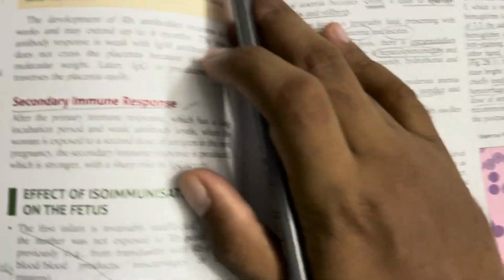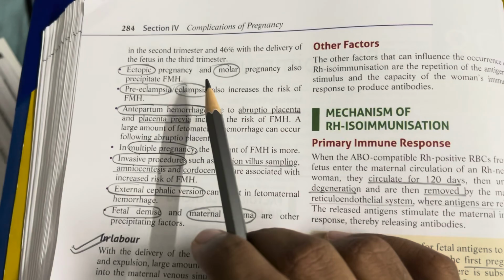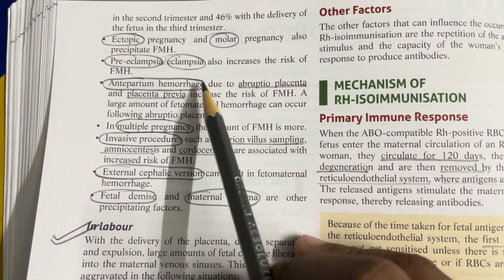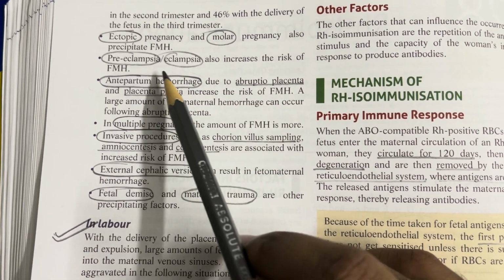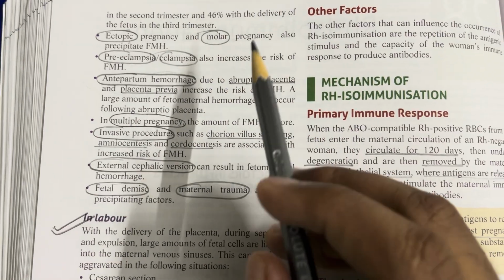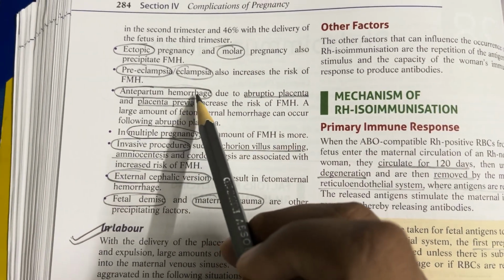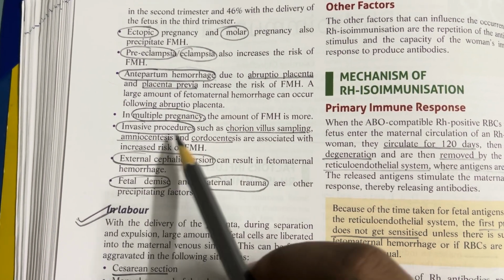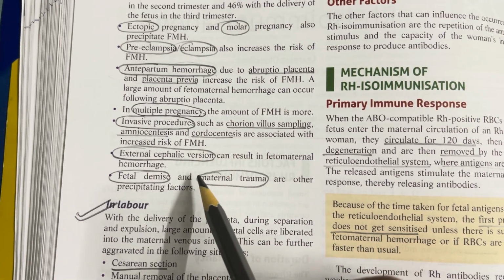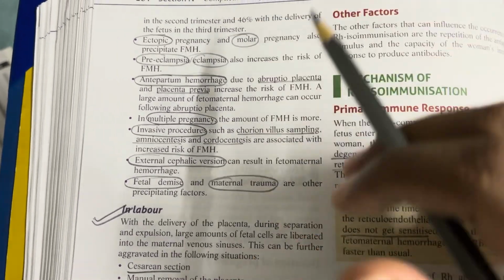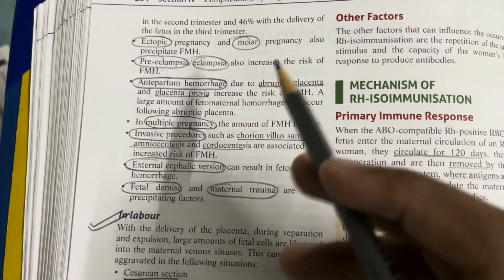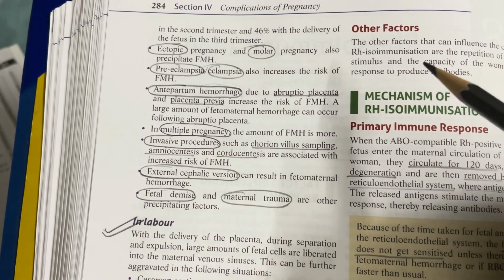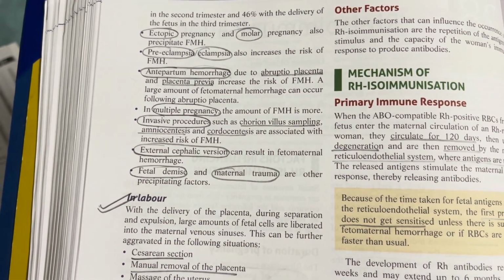So what are the events that precipitate fetal-maternal hemorrhage during pregnancy? In the antepartum period, you can have ectopic and molar pregnancy, preeclampsia and eclampsia, antepartum hemorrhage. It increases the risk of fetal-maternal hemorrhage. Antepartum hemorrhage can be very severe, so to see the degree or severity of fetal-maternal hemorrhage, you use the Kleihauer-Betke test. Also multiple pregnancy, invasive procedures such as amniocentesis, chordocentesis and chorionic villus sampling, external cephalic version, fetal demise and maternal trauma.